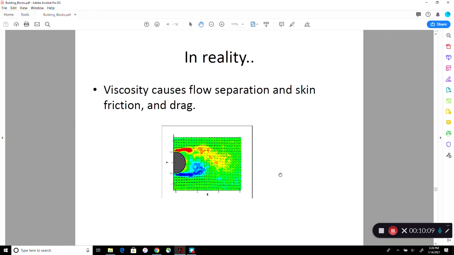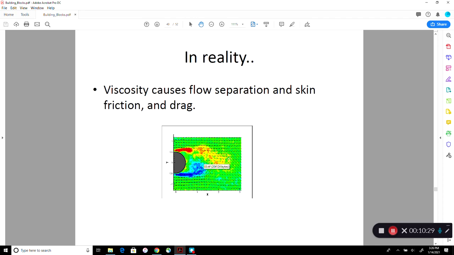In the real world, of course, we have viscous flow. So behind the body, we get a separated flow, so we get a pressure drag. On the body, the boundary layer scrapes past the surface, producing a skin friction or frictional drag called skin friction drag. So we do have a drag in the real world.